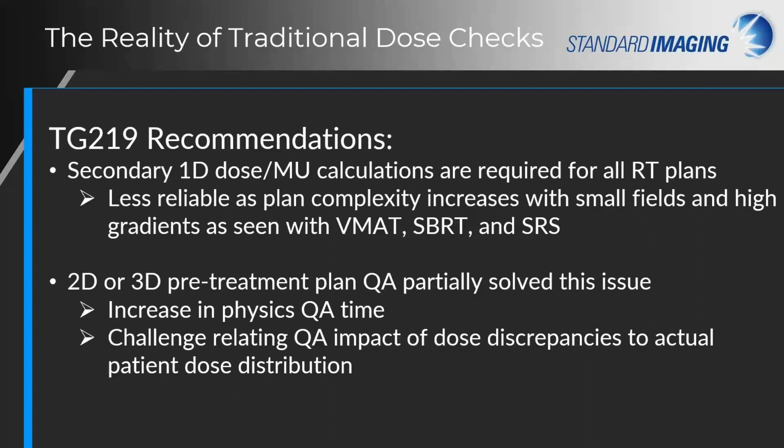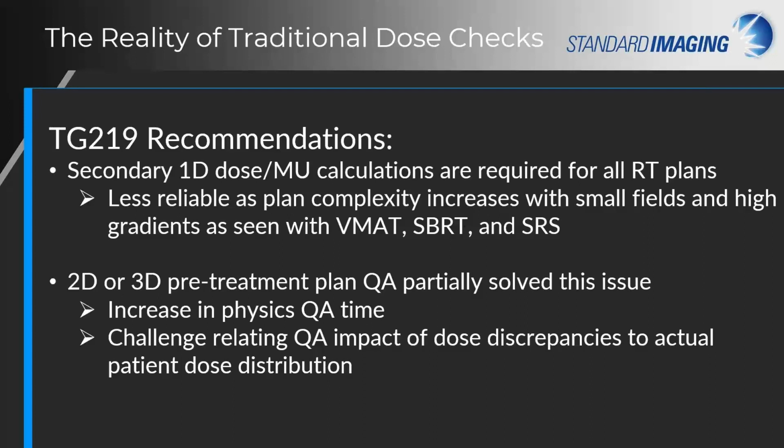Before I get into details of what makes IMSure 3D the gold standard of plan QA, I just want to take a moment to review what most of us know as the traditional plan QA process. The reality behind traditional dose check software is that although it satisfied TG 219 requirements for at least a one-dimensional dose or monitor unit check, plan complexity has increased significantly in recent years, making these checks less reliable, especially as treatment fields get smaller and dose gradients get larger, as we see with VMAT, SBRT, and SRS.